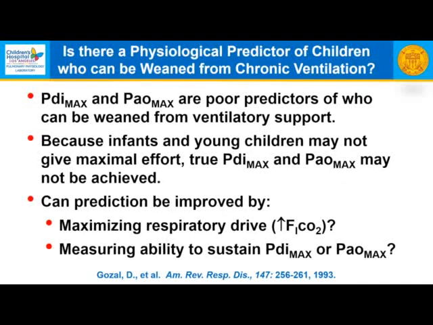Turns out that the max PDI, transdiaphragmatic pressure, and the max airway opening pressure, or maximum inspiratory pressure, or PI max, are poor predictors of who can be weaned from ventilatory support. Because infants and young children may not give maximum effort, true PDI max and airway opening max may not be achieved. Can prediction be improved by maximizing respiratory drive, i.e., delivering an increased fraction of carbon dioxide?